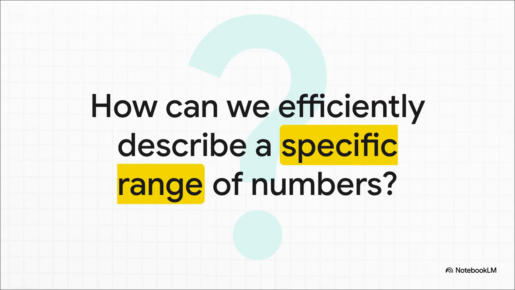So let me ask you a question to get us started. Imagine you need to describe all the numbers between, let's say, 2 and 10, but you want to include 2, but not include 10. How would you write that down in a quick, clean way that everyone understands? Well, that exact problem is what we're going to solve right now.